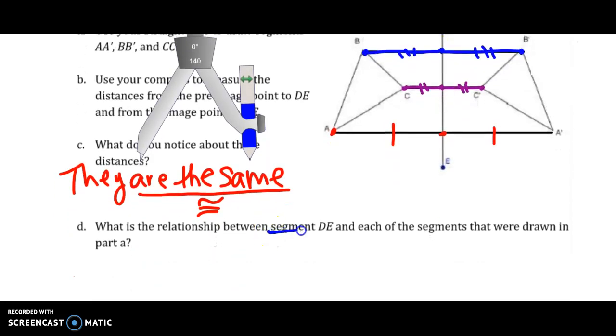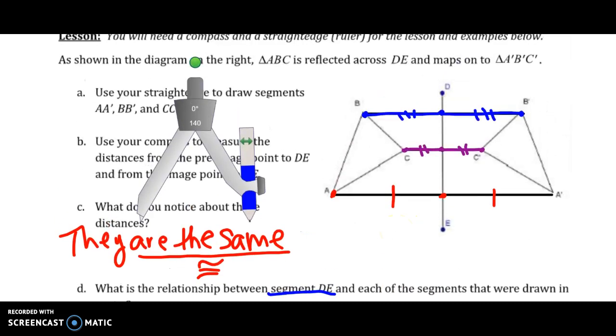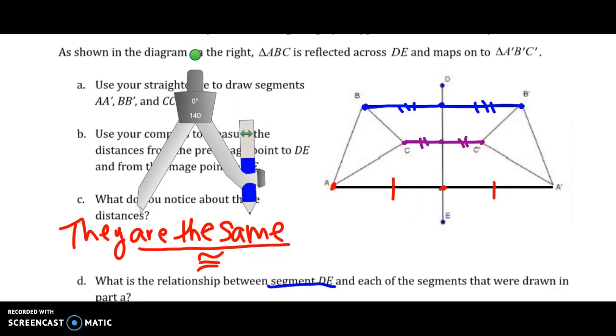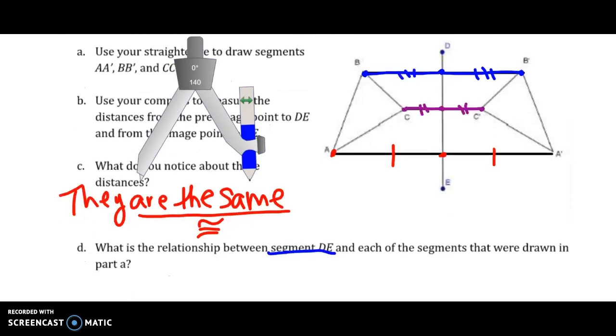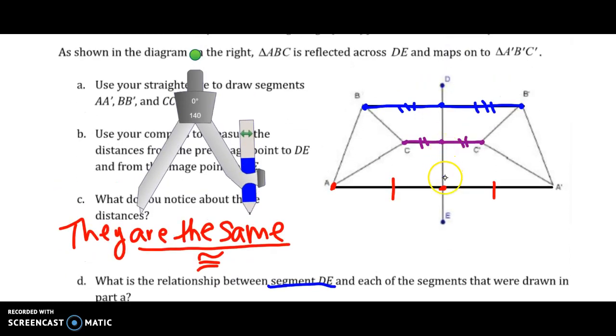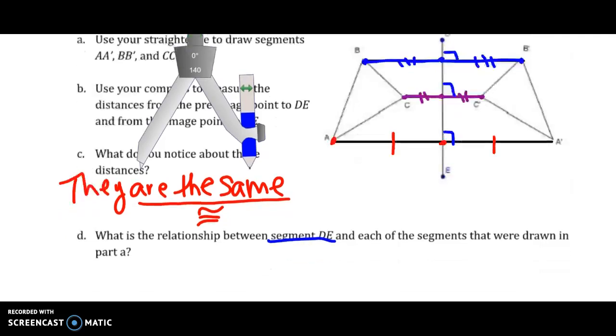So what is the relationship between segment DE and each of the segments that were drawn in part A? Well, notice that DE passes through the midpoint of each of those segments. And also notice that it is perpendicular. Okay, so DE is equidistant from two endpoints.